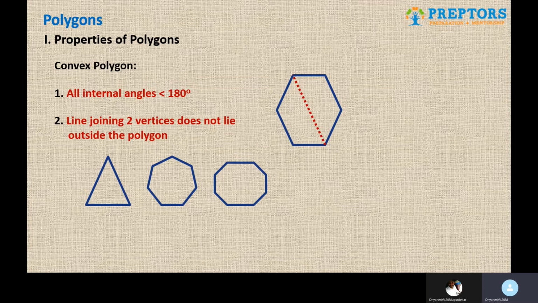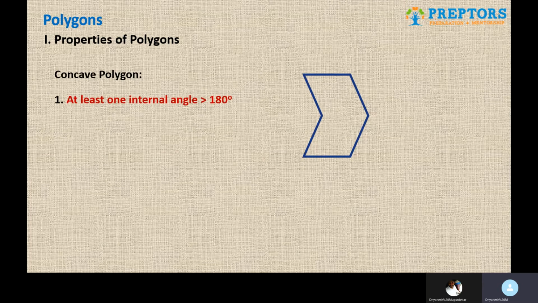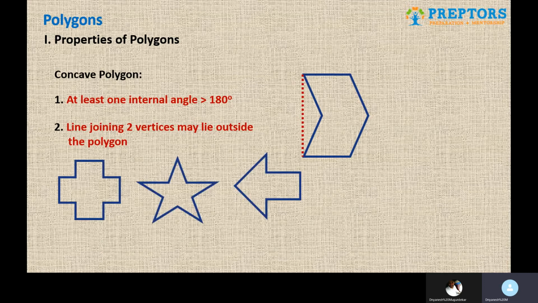As usual, the second type is concave polygon, exactly the opposite. At least one of the internal angles is greater than 180, and a line joining two vertices is going to lie outside the figure. The line joining the two vertices will lie outside the polygon. So these are the types of concave polygon.